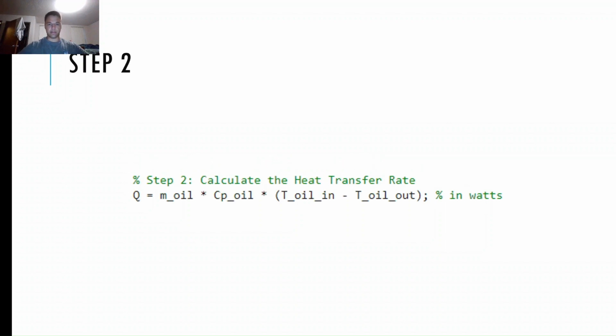Step 2, I'm going to be calculating the heat transfer rate. This is just Q dot equals m dot of the oil times CP of the oil times T oil in minus T oil out. It's going to be calculated in watts.